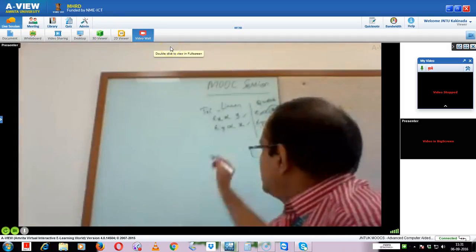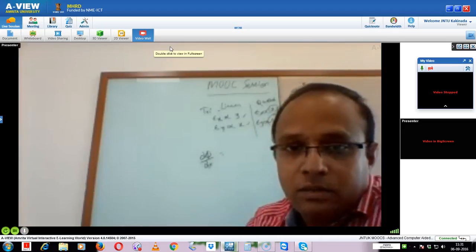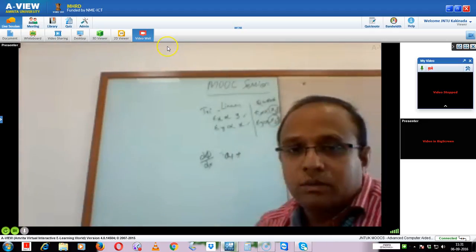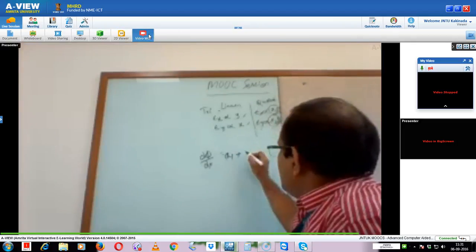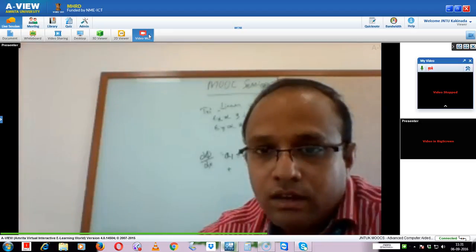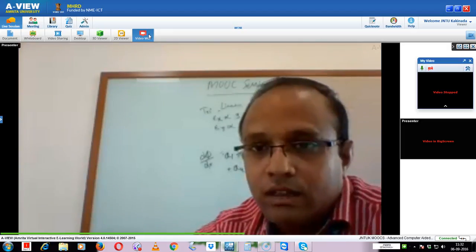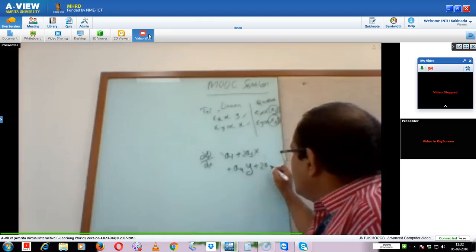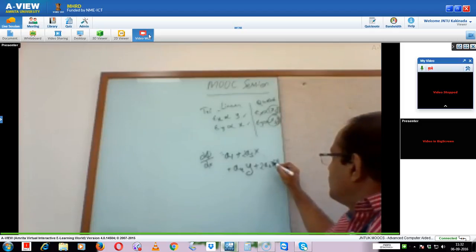For example, if you take differentiation with respect to x, when you differentiate displacement with respect to x, let us see what factors will be there. Here a1x will be a1. Then this will be 0. This one will be 2a3x. Then a4y. Then 0. Here 2a6xy.